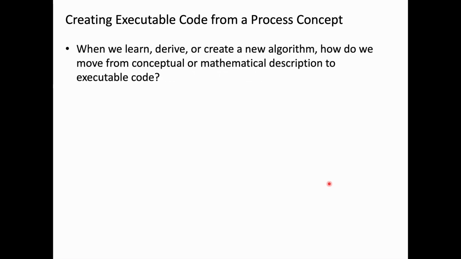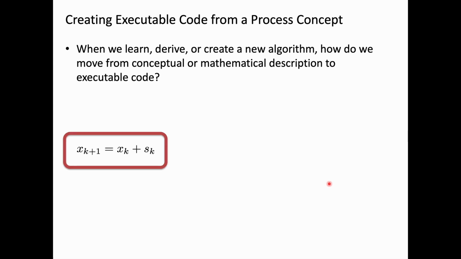Algorithmic thinking is the ability to create executable code from a process concept. At least this is the definition that I'm using here. When we learn, derive, or create a new algorithm or process, how do we take this conceptual understanding of the process or a mathematical description of this process and transform it into executable code that we can use for something useful?